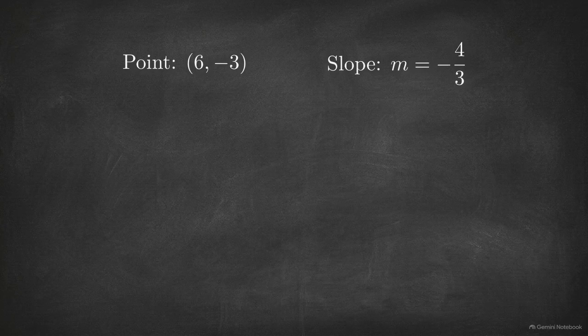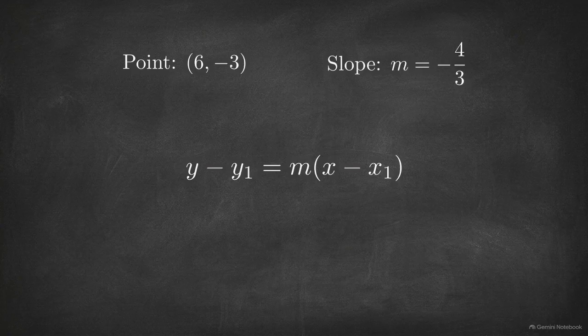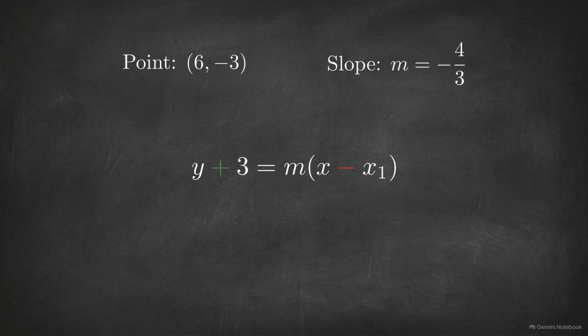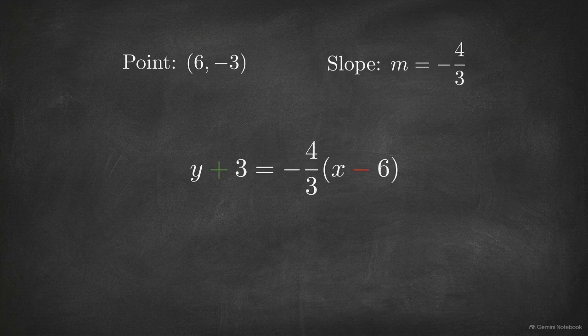The formula has a built-in minus sign. Dropping in a negative y value forces you to subtract a negative. In math, subtracting a negative is the same as adding. Those two minus signs combine to give us y plus 3. We complete the equation by plugging in our slope and our positive 6 for x. The x minus 6 stays exactly as written.